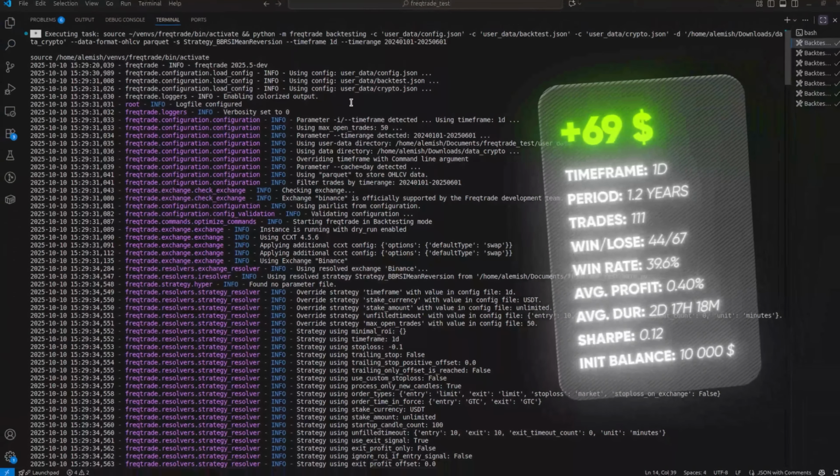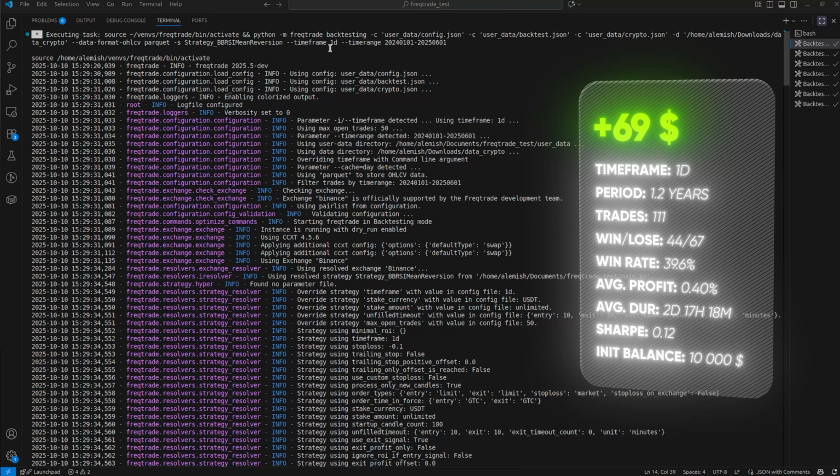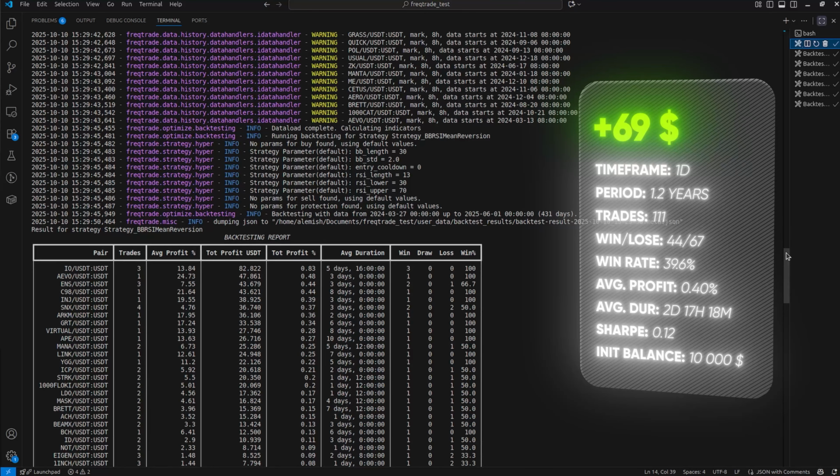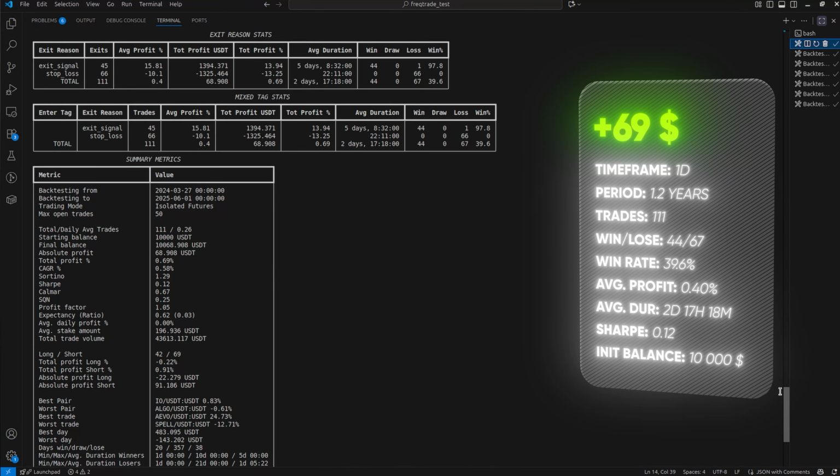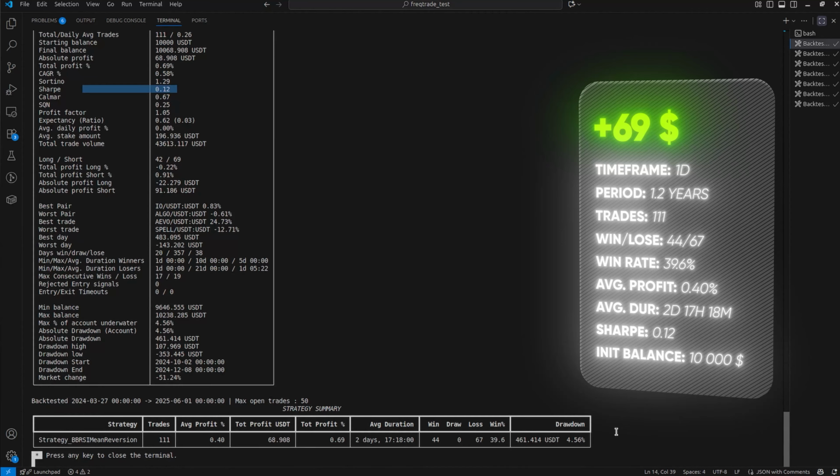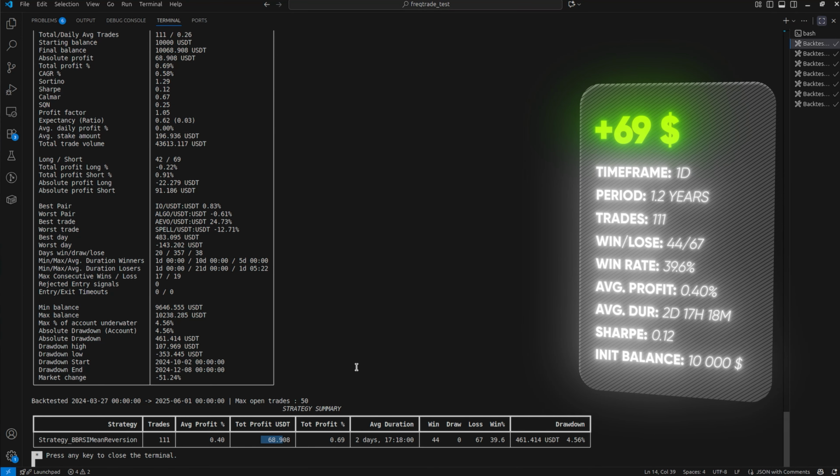Now let's get to the results on crypto market. First we start with 1 day time frame, and here are best and worst performing tickers, and our Sharpe ratio is 0.12, not actually impressive, and we've made just $70.